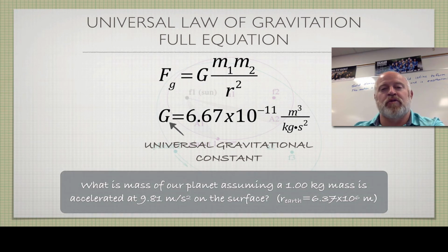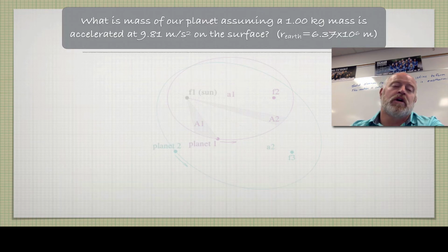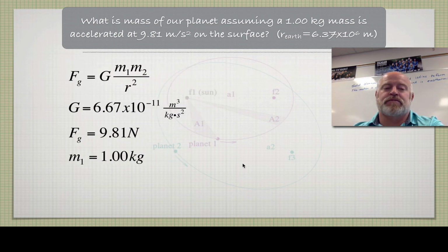So let's do a little bit of work with this, okay? What is the mass of our planet, assuming 1 kilogram mass is accelerated at 9.81 meters per second squared on the surface? The radius of Earth is 6.37 times 10 to the 6 meters. So looking at this, the first thing we have to do is identify our variables in our equation. So here's our equation. We know G. We know the mass of the object. We don't know the mass of the planet. And we do know the force.